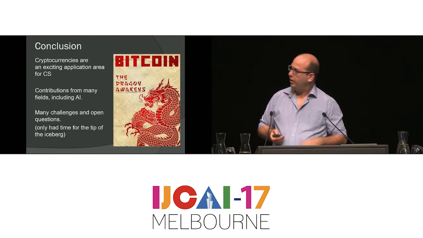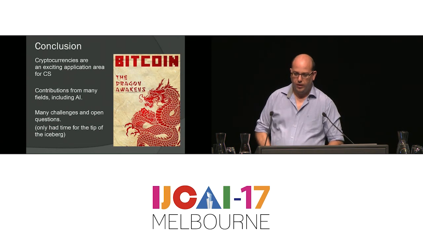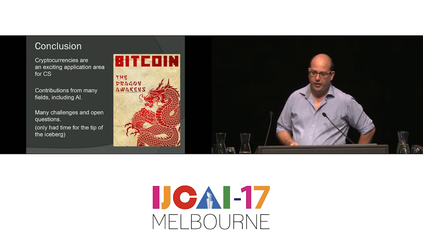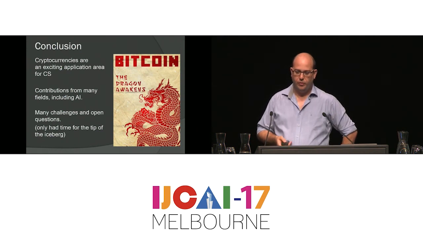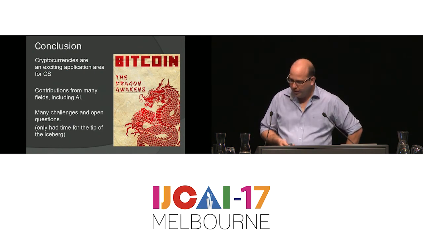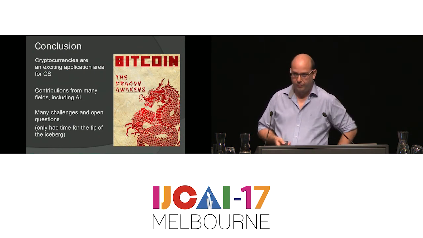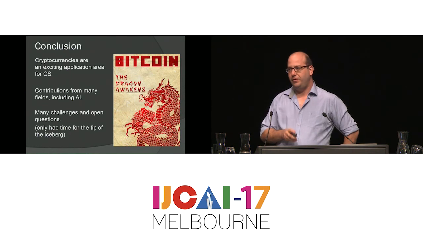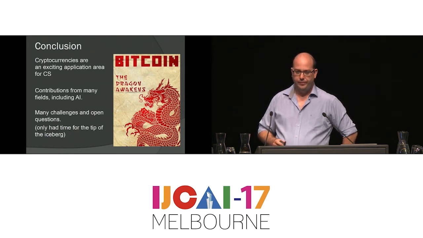So I'll stop here and conclude, I suppose. I hope I convinced you that cryptocurrencies are an exciting application area for computer science. There are contributions in this field from many, many areas, and that includes AI. I think AI is going to have a larger role to play in the future. There are many, many challenges and open questions. I just touched, I think, the tip of the iceberg in that respect.